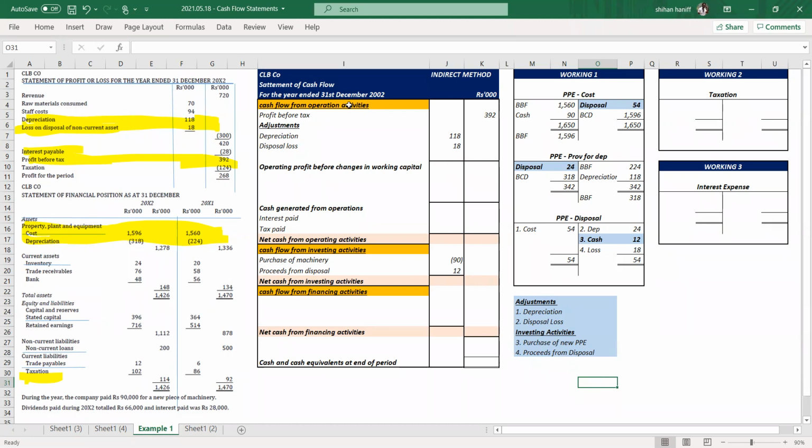Is it clear? How did I get the proceeds from disposal? Now you have the cost, depreciation is given, loss is given. So the difference in this account, 54 minus 18 and 24, the difference only we get as disposal. Right? Can you all tell me whether you all understood this? Because this is the most difficult part in the cash flow statement. PPE working is the most difficult part in the cash flow statement. So I want to know whether you all understood this PPE working.